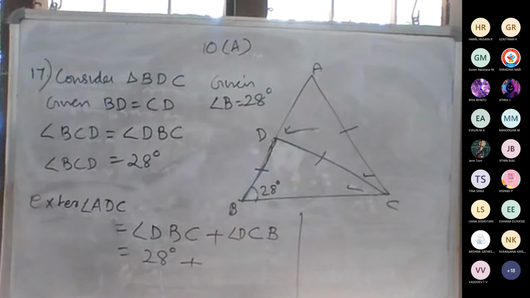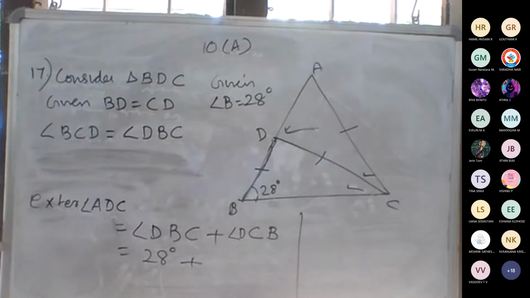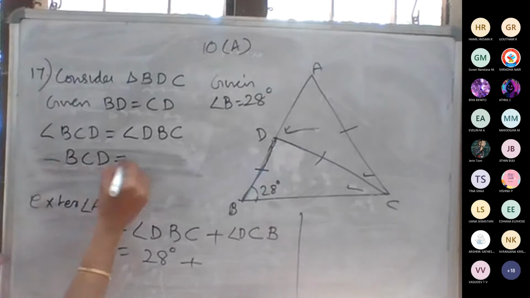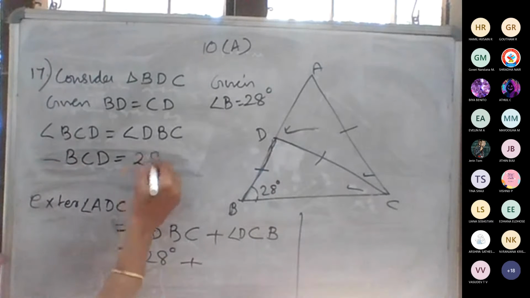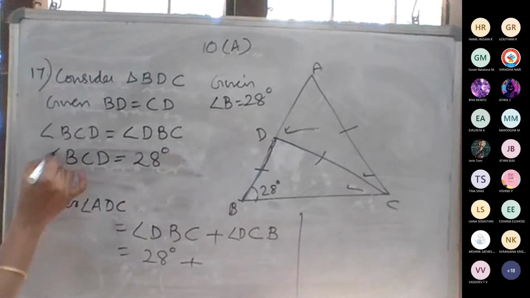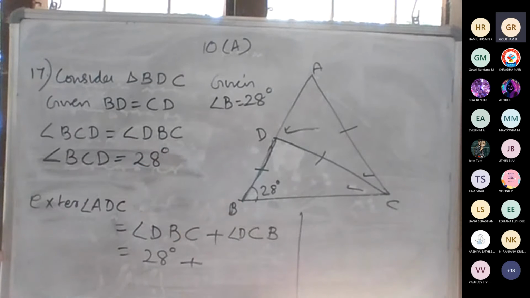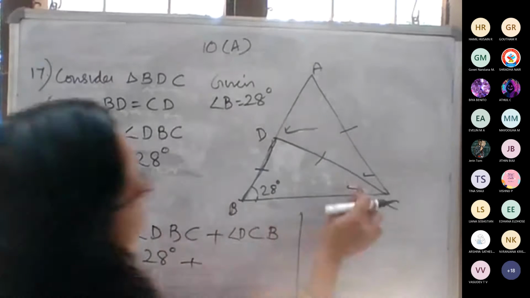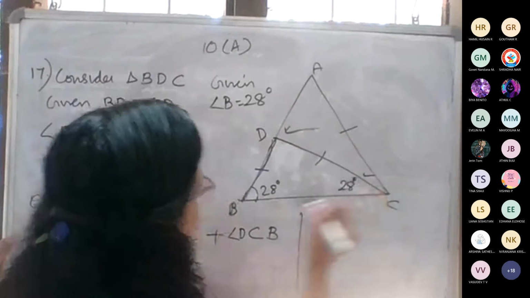Here you got a confusion. Then tell me, angle BCD and DBC. So angle BCD is equal to DBC, which is 28 degrees. I changed the side, that's why it may confuse you. So BCD we got as 28 degrees here.